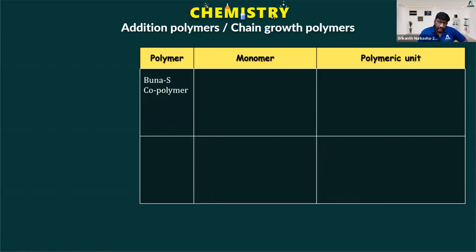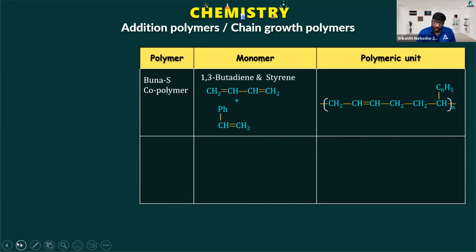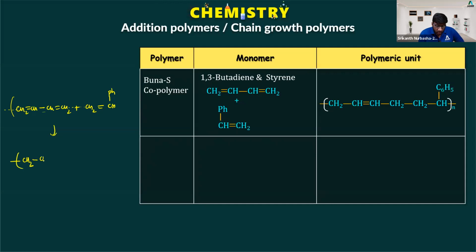Next, Buna-S. Earlier I have told you it is a copolymer, Buna-S and Buna-N. Buna-S will have what type of monomeric units? Copolymer means two types of monomers are present: 1,3-butadiene and styrene. CH2 double bond CH, CH double bond CH2, plus CH2 double bond CH-Ph. If you go with the linkage, this terminal carbon is going to be linked with the other. This terminal is linked with this carbon. You are getting the carbon double bond position shifted. CH2, CH double bond CH, CH2 is connected with CH2, CH is again repeated n times, and the Ph.